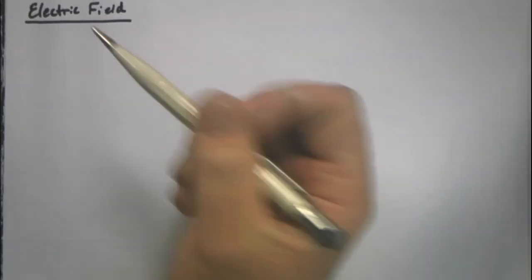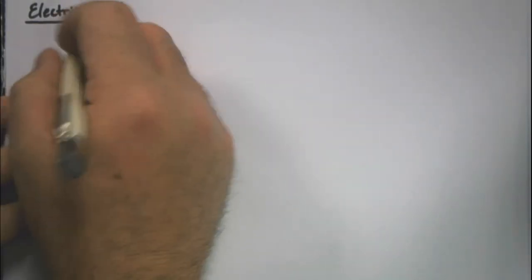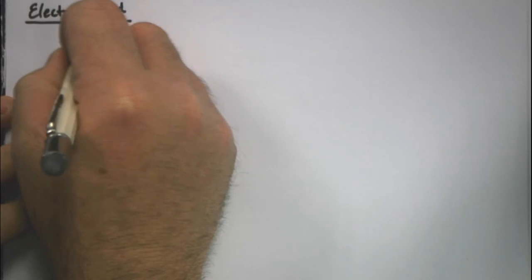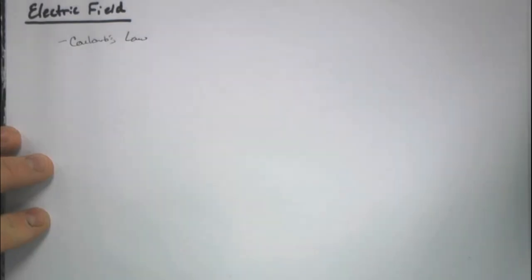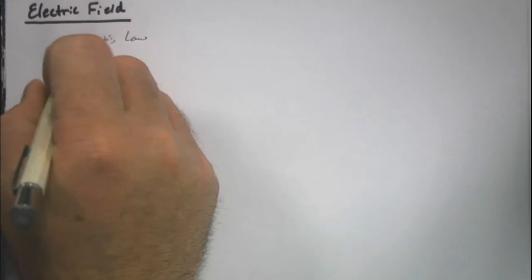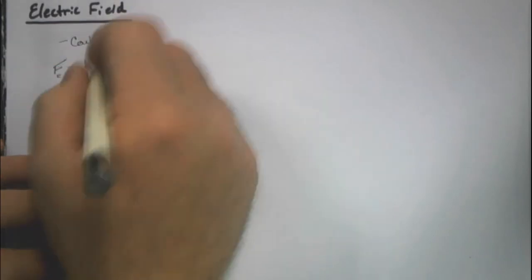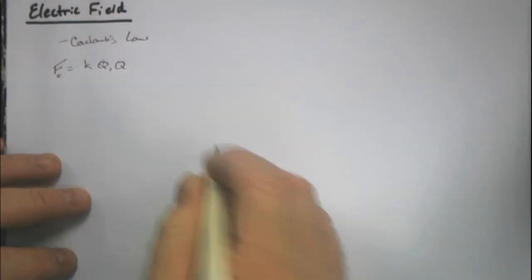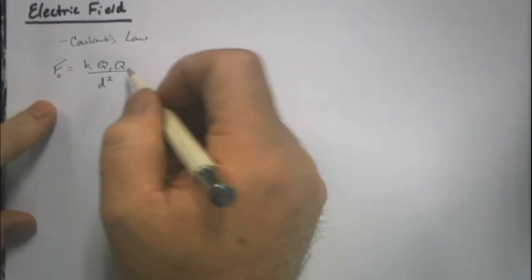Okay, so electric field. We started off last time with Coulomb's law. Coulomb's law was that the electric force between two objects is equal to k, which is our electric force constant, times the charge on one object times the charge on the other object divided by the distance between them squared. This is just between any two objects in particular.